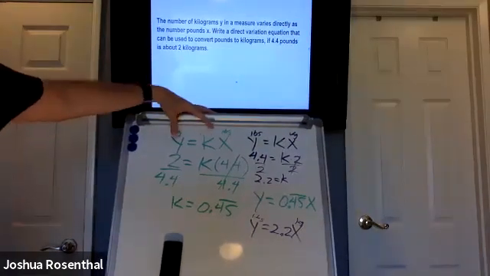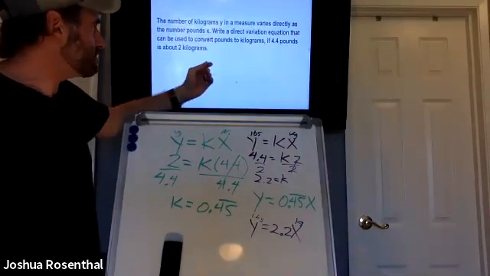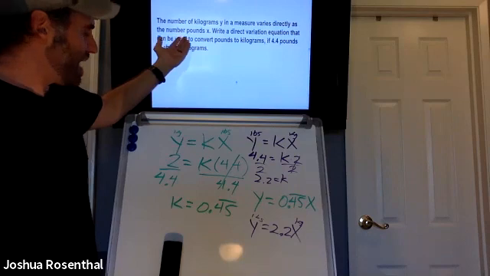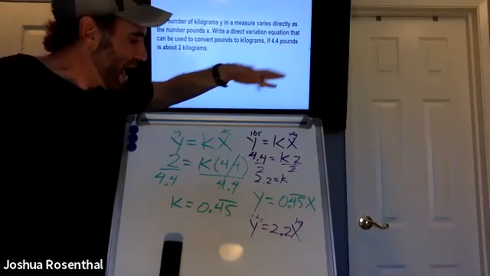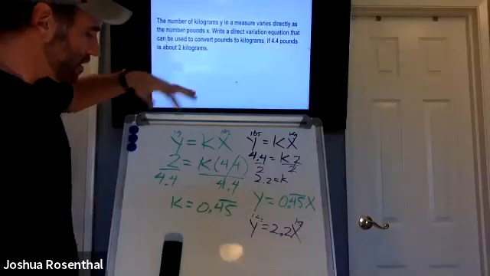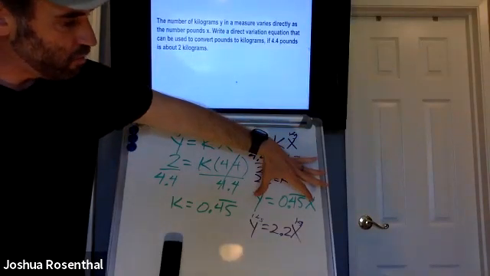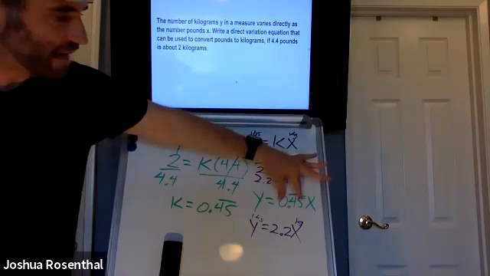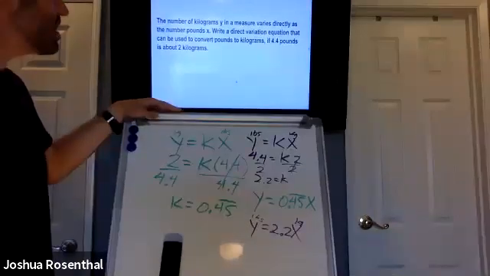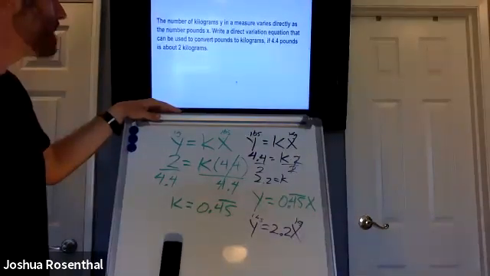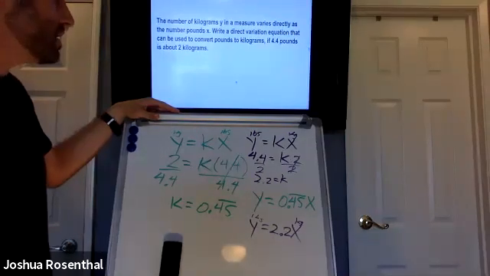Any questions about this problem? So you're going to set up your Y equals KX. You go in the order that they tell you. Y is kilograms. X is going to be pounds. And they tell you what they are later. 4.4 pounds, you just fill it in. 2 kilograms, fill it in. Solve for K. Rewrite your equation with the variables Y and X, where K is now solved here. Okay? That's your direct variation equation that can be used to convert pounds to kilograms.